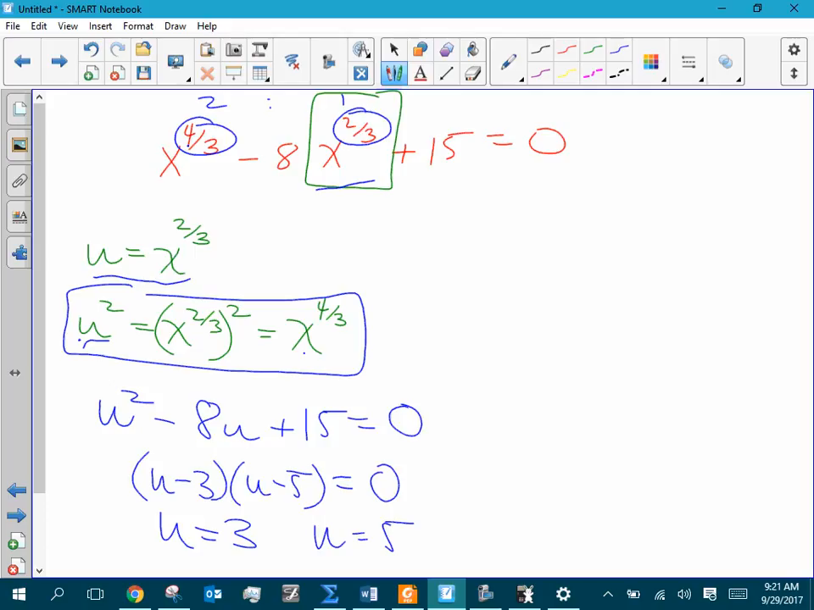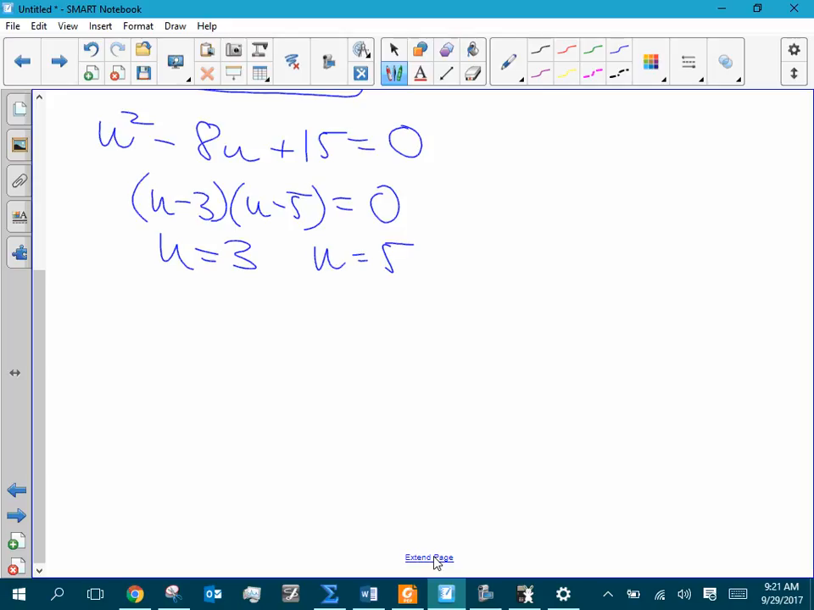And I think now the hard part is realizing that we have to back substitute. Okay, so remember we let U be x to 2/3. So I'm going to substitute that back in with x to 2/3 and set that equal to 3. Same thing here: x to 2/3 is equal to 5.